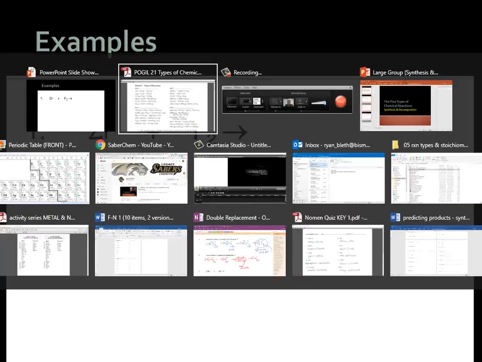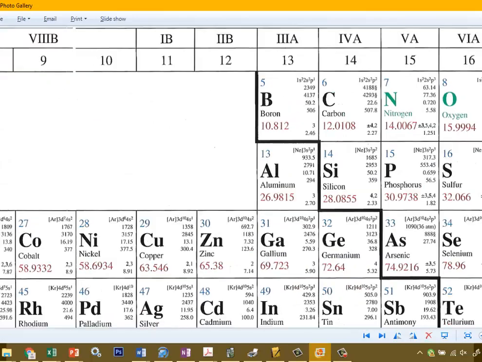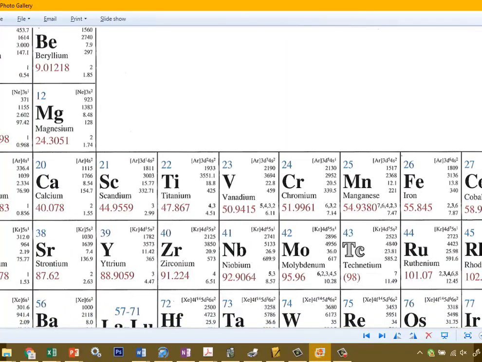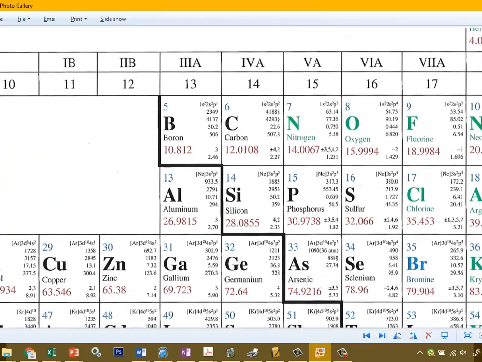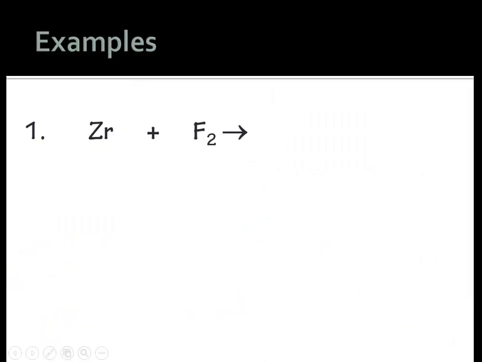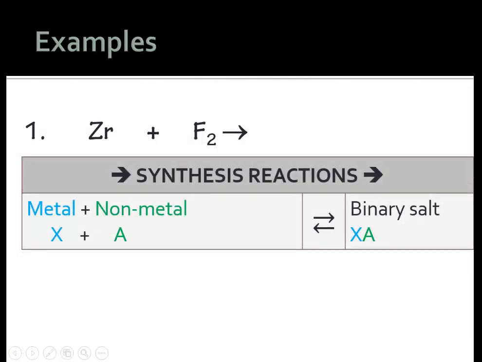Well, go to my periodic table. If you need to look at it, do it. Here's my periodic table. Zirconium, the metal, way over here on the left side. Fluorine, we know, is kind of the king of the nonmetals over here in the top right corner. So we have zirconium and fluorine, a metal and a nonmetal. Hopefully you recognize then that according to our table, a metal zirconium and a nonmetal fluorine will combine to make a binary salt, which is going to have the format of zirconium and then fluorine, put together.